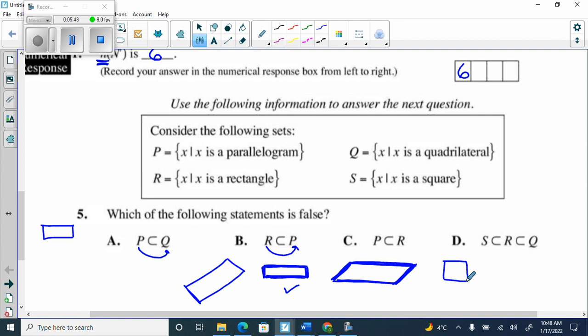Right? I don't think any of these. So here it has parallelograms are all rectangles, technically. No, so this is the false one.